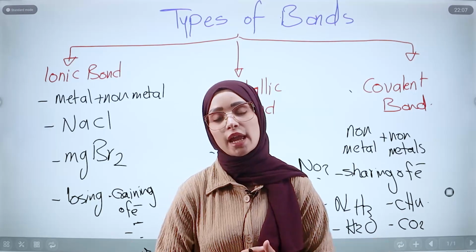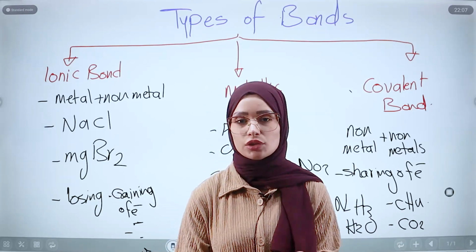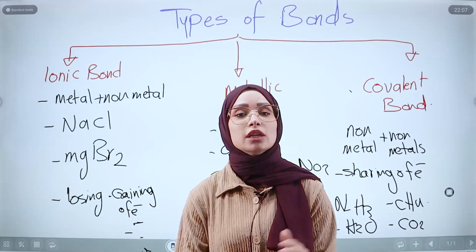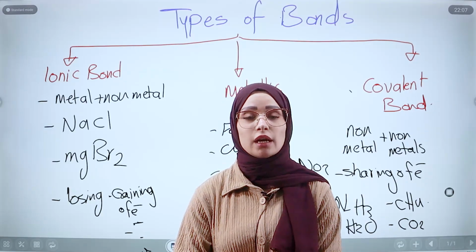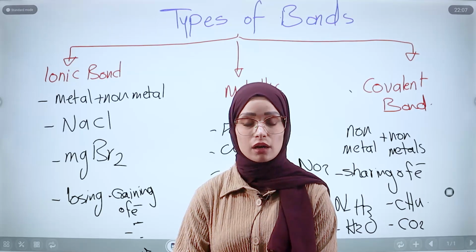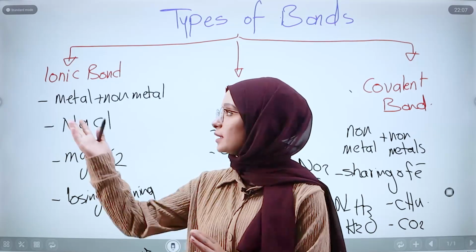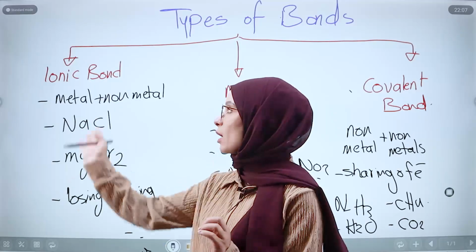Of course, the group number 8, the noble gases, are not concerned in the bonding procedure because they are already octet and they don't need to make chemical reactions because they are octet. That's why it is called noble gases. Let's start to explain briefly about the ionic bond.